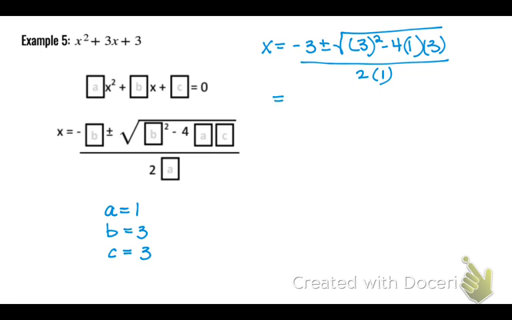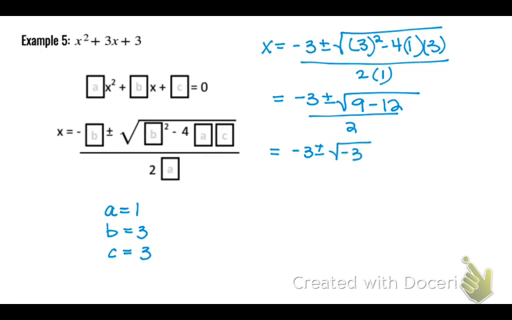And we're simplifying again, so negative 3 plus or minus square root of 9. 4 times 1 is 4, 4 times 3 is 12, so this would be 9 minus 12 over 2. So here we finally arrived at our promised complex solutions. So this one I don't have to factor. If it was another larger number that wasn't prime, you would have to do your factor tree.